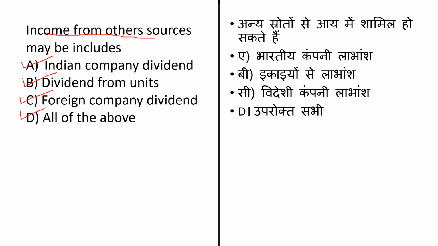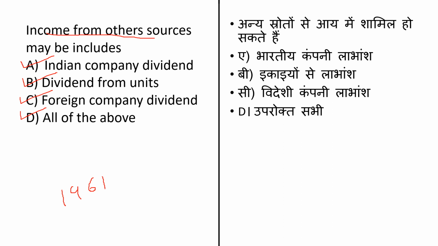Understanding the question is the most important part from your exam point of view. So, what is the meaning of income from other sources? Income from other sources is one of the heads of income chargeable to tax under the Income Tax Act 1961. Any income that is not covered in the other four heads of income is taxable under income from other sources. Because of this, it is known as the residuary head of income.